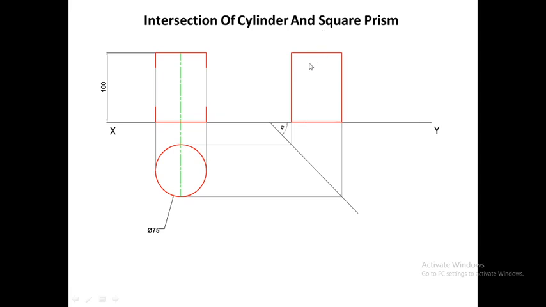Now we will mark the center of the cylinder or the axis of the cylinder. So this represents the axis of the cylinder. We will draw the axis in the side view also. So we have drawn the axis in the side view also. So this vertical center line is nothing but the axis of the vertical cylinder, and this is also the axis of the vertical cylinder.